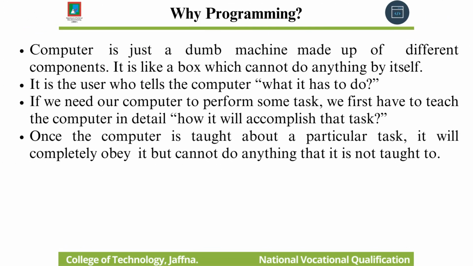Why programming? Computer is just a dumb machine made up of different components. It is like a box which cannot do anything by itself. It is the user who tells the computer what it has to do. If we need our computer to perform some task, we first have to teach the computer in detail how it will accomplish that task. Once the computer is taught about a particular task, it will completely obey it but cannot do anything that it is not taught to.